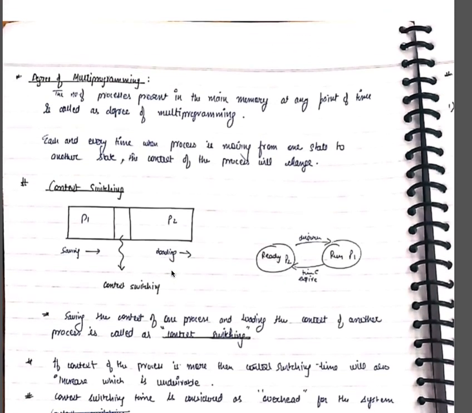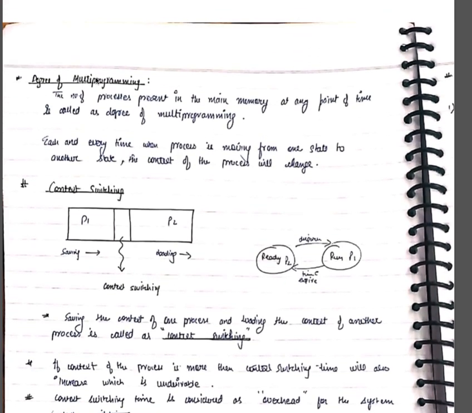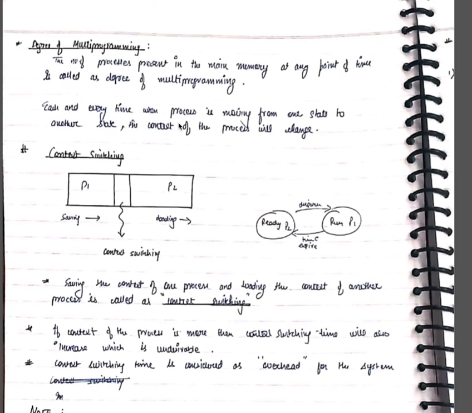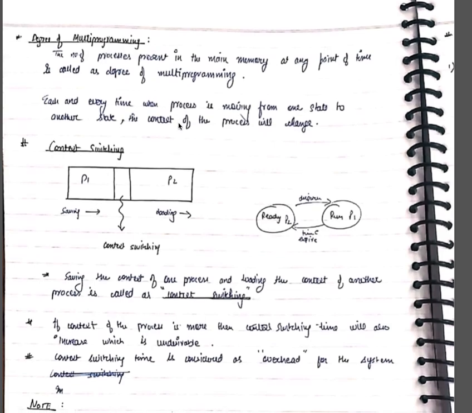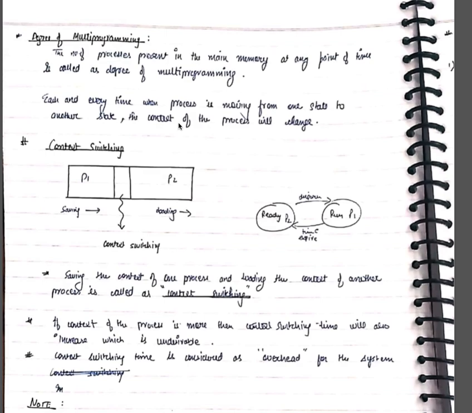But before that, let's see the degree of multiprogramming. What do you mean by degree of multiprogramming? Whenever I say degree of multiprogramming, I mean the number of processes present in the main memory at that point of time. If I say 10 is the degree of multiprogramming, it means 10 processes are lying in the main memory. That should come to your mind when I say 10 is the degree of multiprogramming. Or if I ask you what is the degree of multiprogramming, you'll tell me the number of processes at that point of time in the main memory.